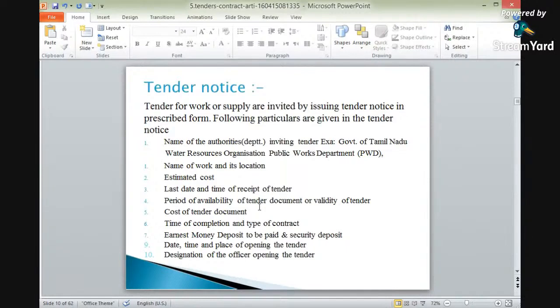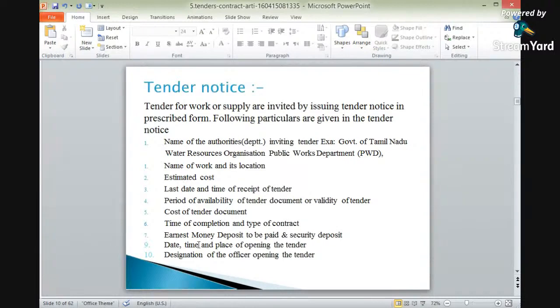Again, the time of completion and type of contract. What will be the duration for completion? That is the time of completion. What is the time span for the construction or maintenance of the work? So the time of completion is also important, and so is the type of contract.